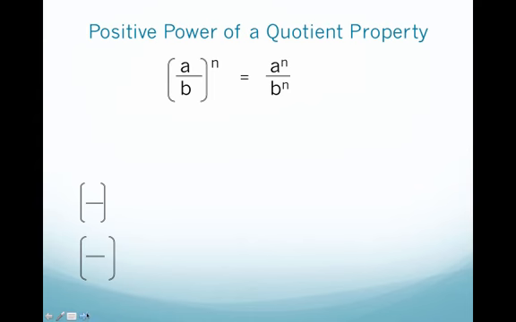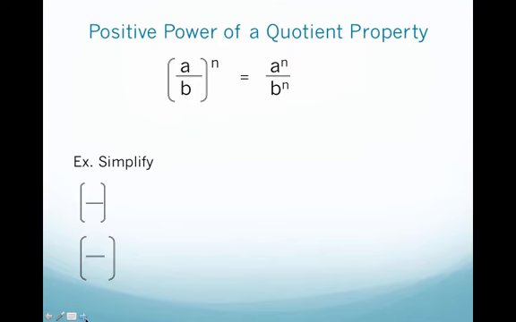Okay, so I've got the positive power of a quotient property. So just like before, when we had a power outside of our parentheses, in effect we're going to distribute that power to everything inside the parentheses. So I'm going to distribute that exponent to both the numerator and the denominator. So a over b to the n is the same as a to the n over b to the n.